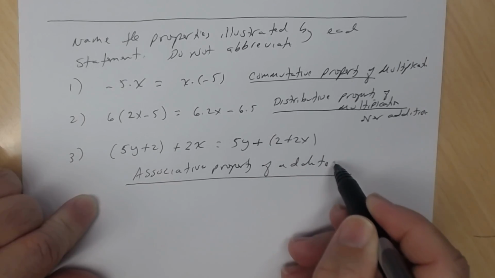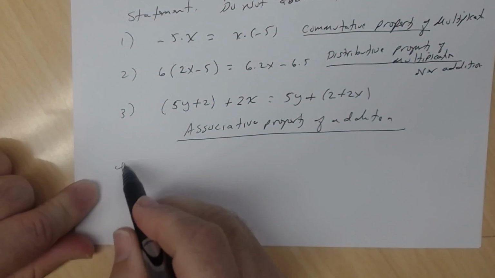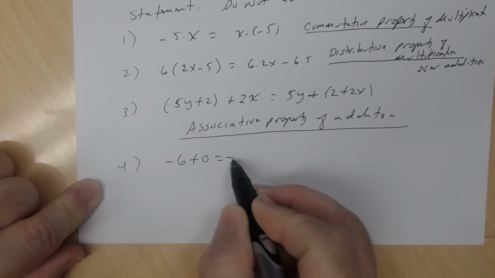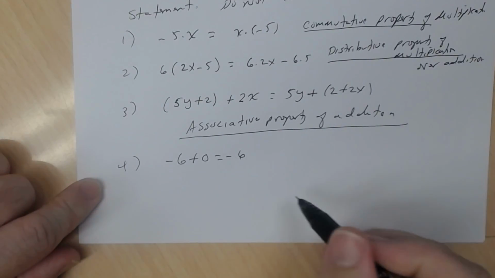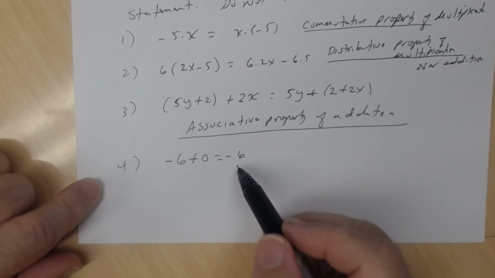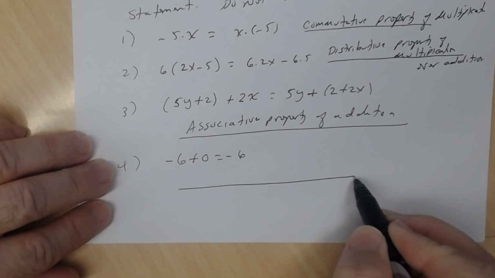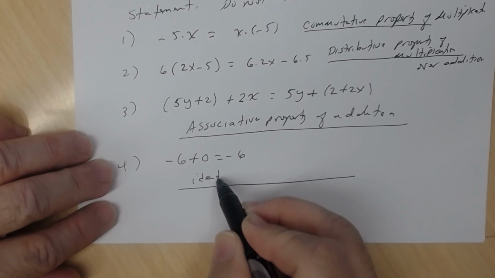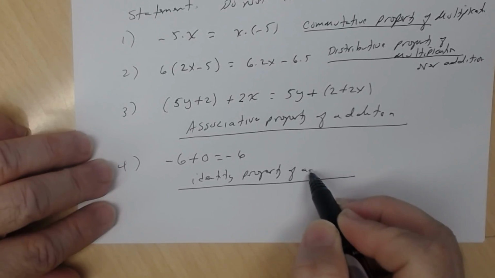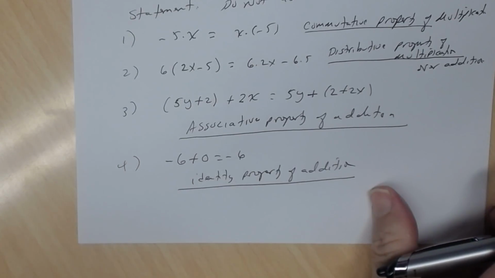Okay, associative property of addition. Number 4: suppose you had negative 6 plus 0 equals negative 6. We just talked about that. What do you think that's called? I started with negative 6, and I ended up with negative 6. So that's called the identity property of addition.